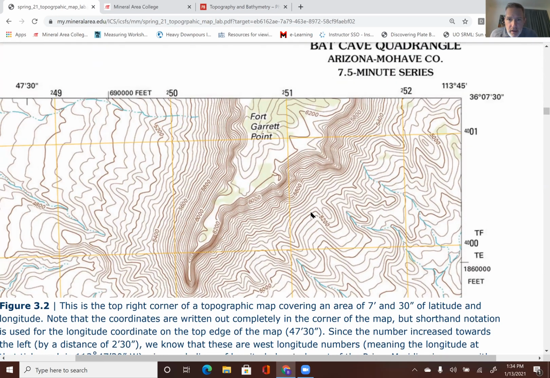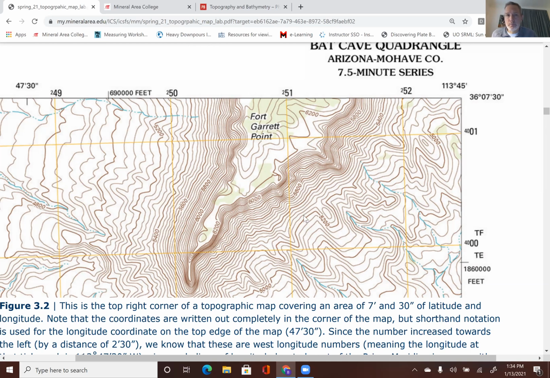And so we can see that this line right here is the 5200 line. That tells us that everything on that line is exactly 5,200 feet above sea level. So our data measuring starting point is sea level. And we can see that this line right here is 5,600 feet above sea level, and this one is 6,000 feet above sea level.